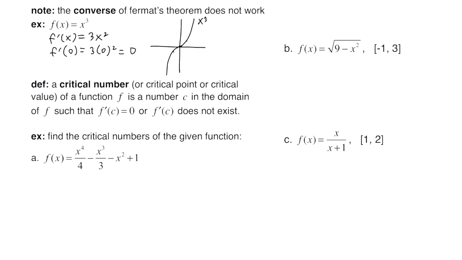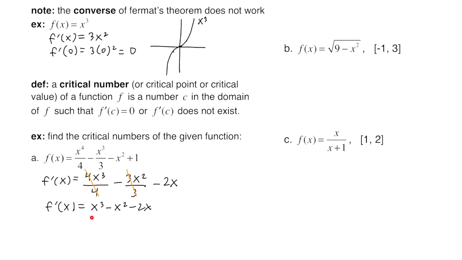This example says find the critical numbers for the given function. So we're going to take the derivative, and I'm going to drop down the 4 that was already there. Next, the derivative of x cubed is going to be 3x squared, and again, I just dropped down this 3. We'll simplify in just a second. The derivative of negative x squared is going to be negative 2x, and the derivative of 1 is 0. Okay, these 4's cancel, these 3's cancel. So we get x cubed minus x squared minus 2x.